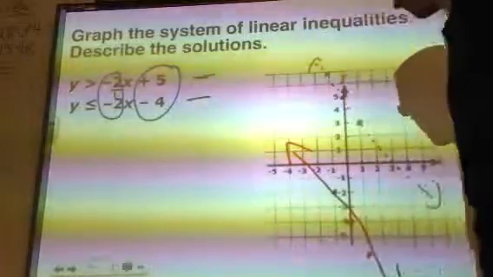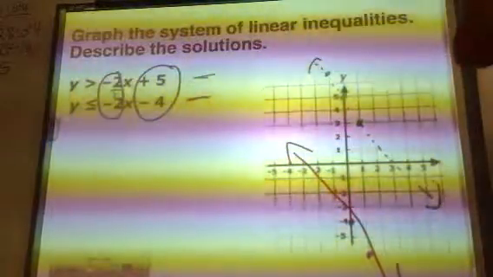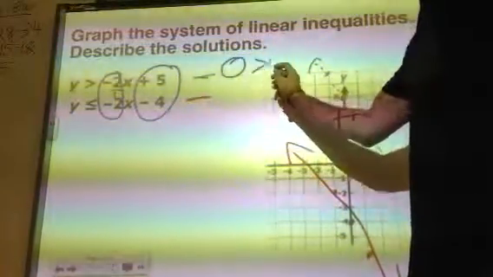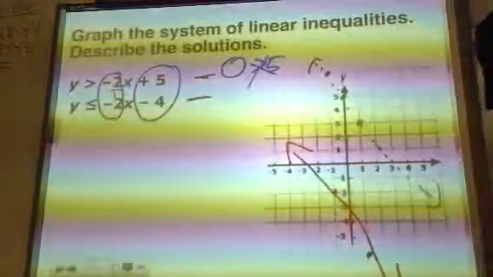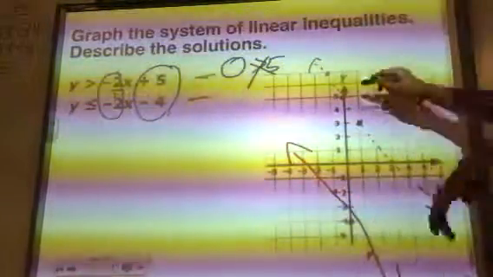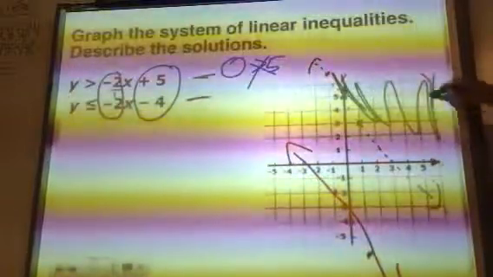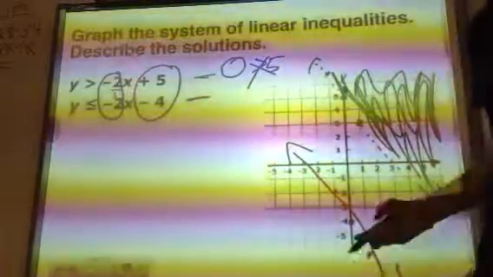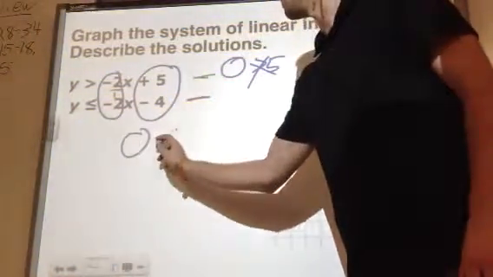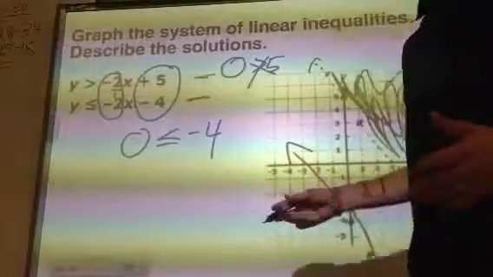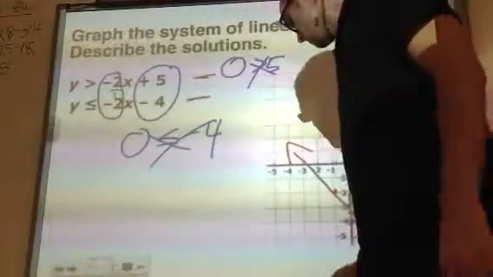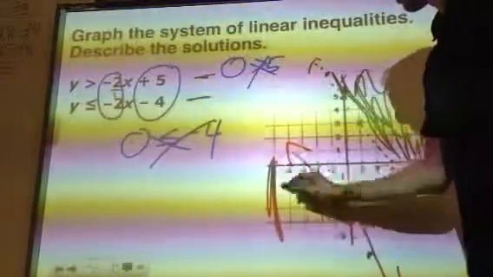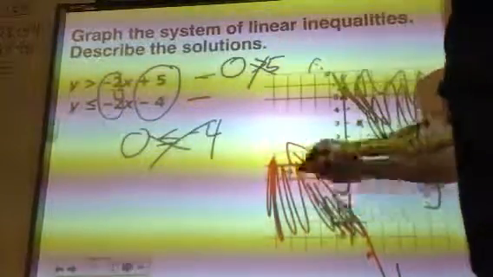So now let's check out how the point 0, 0 looks in both of these. If I'm plugging the point 0, 0 into the top equation, I'm going to get 0 is greater than 5. Is that true? No. So, shade everything on the other side of my green line. Let's check it out with the second inequality. Alright? So let's do it with 0, 0. We're going to get 0 is less than or equal to -4. Is that true? No, it's not. So we're going to shade on the other side of inequality 2, down.